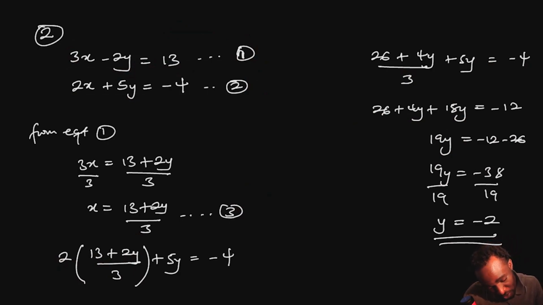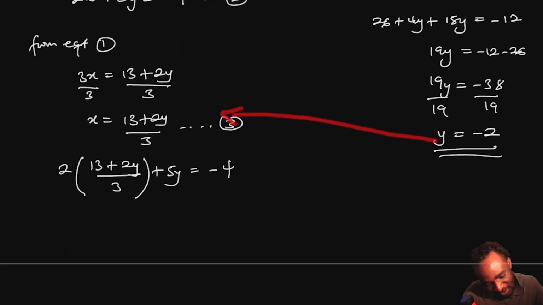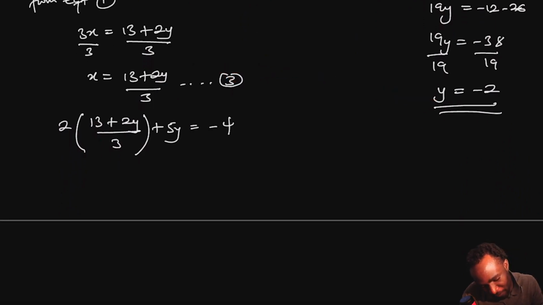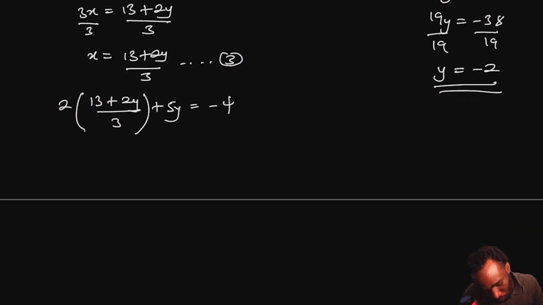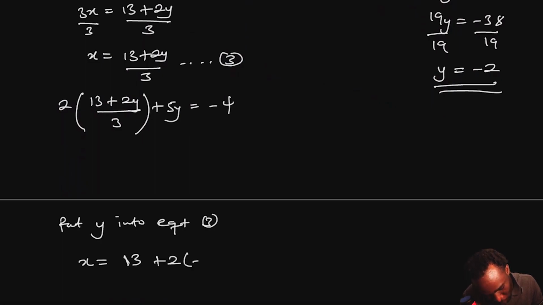We know that from equation 3, x is equal to 13 plus 2y over 3. Now we know the value for y, so what do you have to do? You just have to put it into equation 3. Let's go ahead and do that over here. We get x equal to 13 plus 2y, and y is minus 2, all over 3.